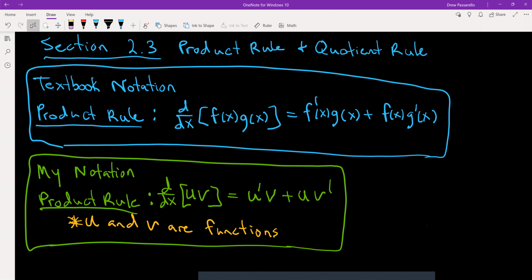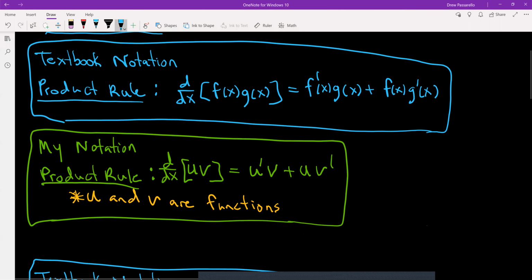So I went ahead and wrote down the formulas. What's boxed in blue is how the textbook writes it. You're taking the derivative of f of x times g of x, and it turns into f prime of x times g of x plus f of x times g prime of x. Now my notation was boxed in green. It's just a rewritten version of what's boxed in blue.